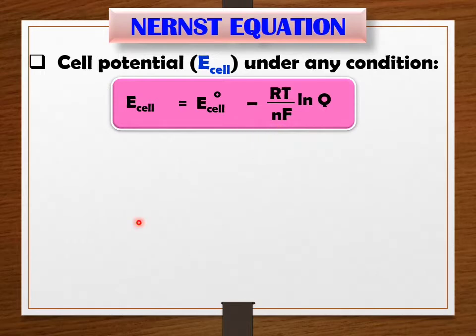Before this, you have seen how to calculate E0 cell. E0 cell stands for standard cell potential, and the formula is E0 cathode minus E0 anode. But now you are going to learn how to calculate cell potential under any condition.